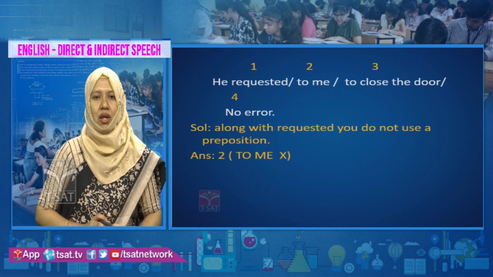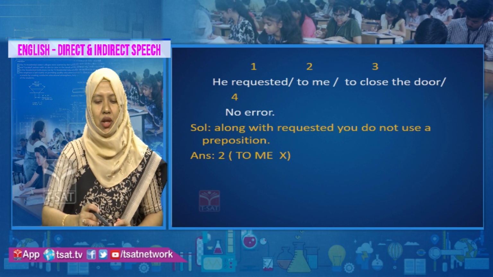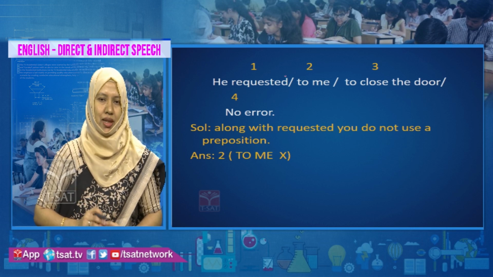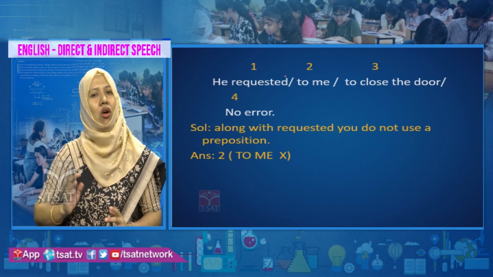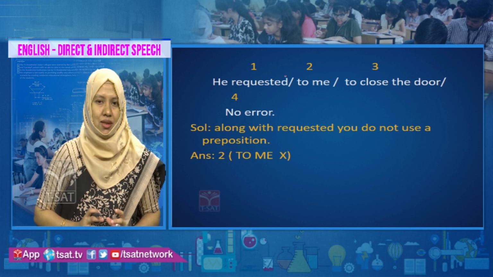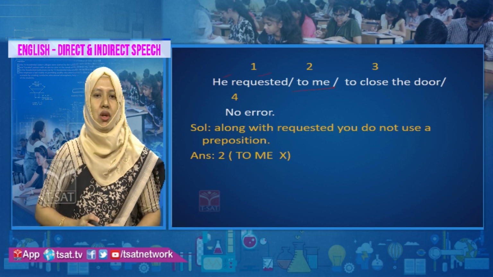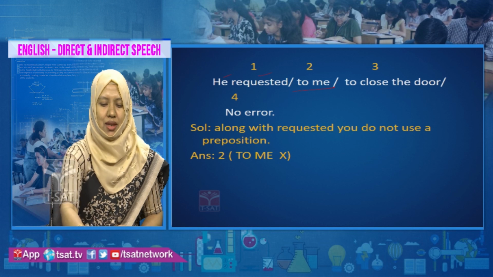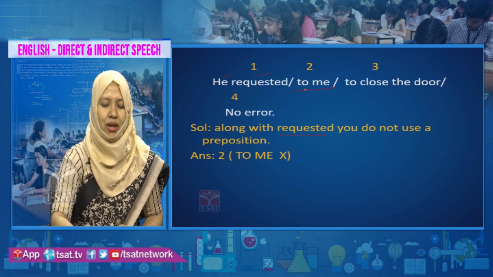Next example. He requested to me to close the door. He requested is the first part, to me is the second part, to close the door is the third part, and option 4 is no error. Is there any error or is there no error? If you focus on this sentence, you can see that he requested, subject and main verb, to me is there. Always remember, whenever there is a request, along with requested, you should not use to. He requested me directly.